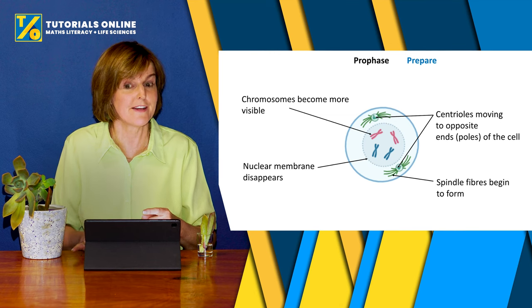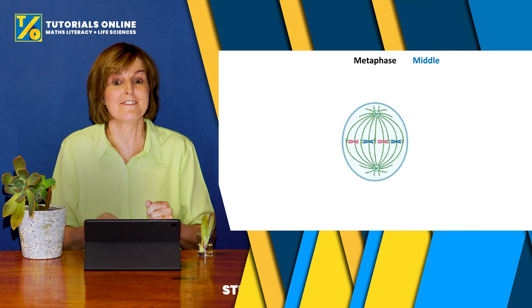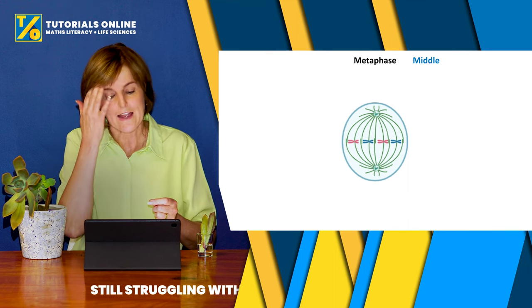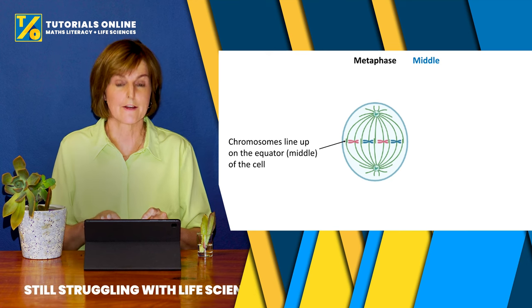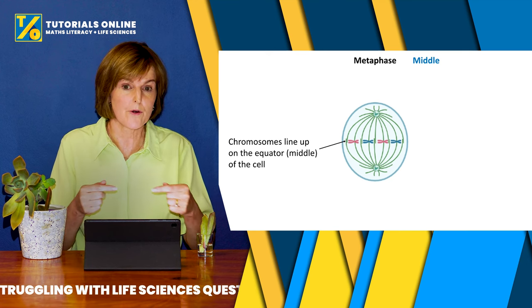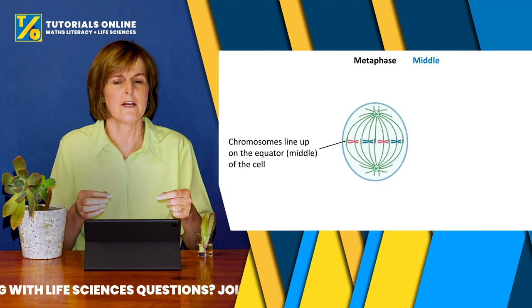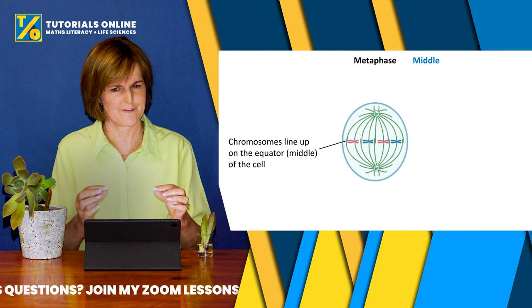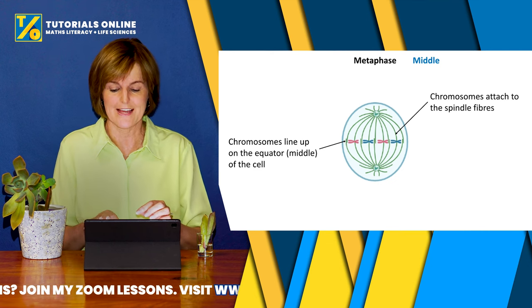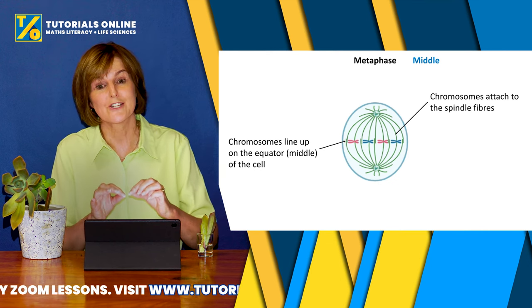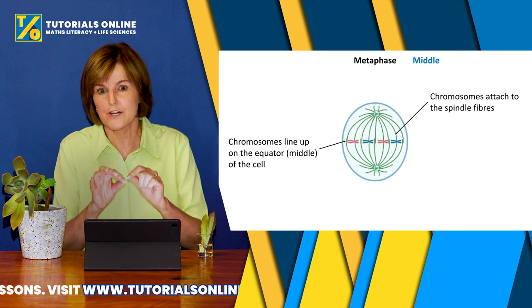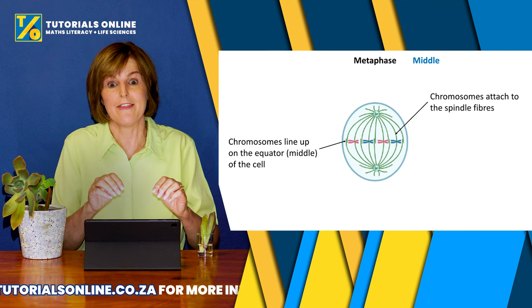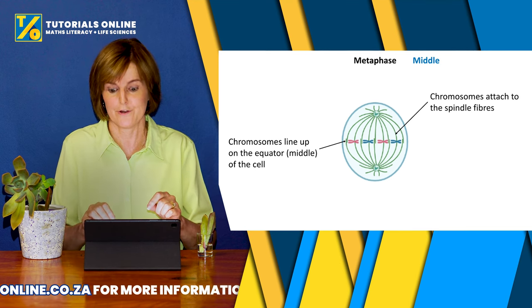And what is the next phase? Metaphase. Metaphase means middle, or think of middle when you think of metaphase. If you look over there, you can see that the chromosomes are lined up in a row at the equator of the cell. Rather don't say middle of the cell, because that's not quite true. It's more the equator of the cell. And the other thing is that the chromosomes are attached to the spindle fibers. They must attach to the spindle fibers because you want them to be pulled. They get positioned there, and then the spindle fibers are going to do something really cute.